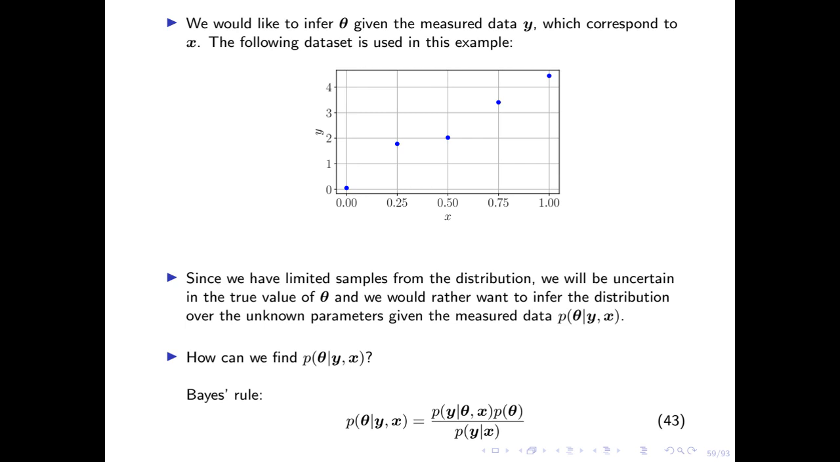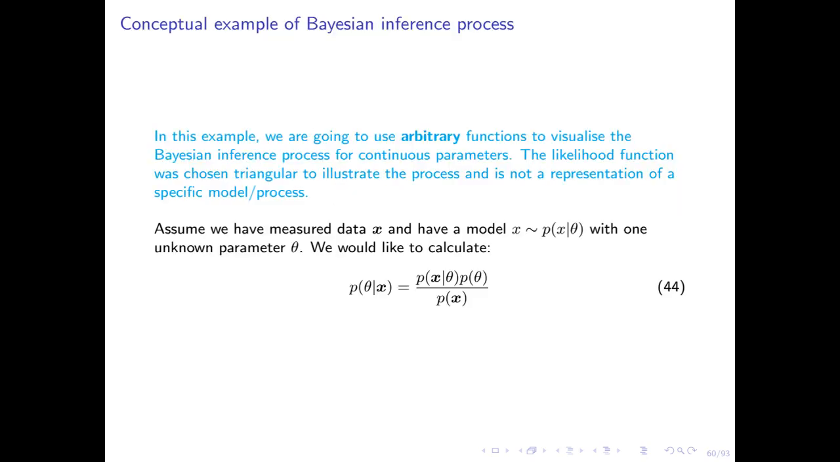Since we have limited data, we would like to quantify the uncertainty. We can use Bayesian inference to calculate the posterior distribution over the parameters. So how can we find the posterior distribution? We can again use Bayes' rule in this case. We're going to use the likelihood function times the prior divided by the model evidence. And now I'm going to use a very simple example just to explain this process.